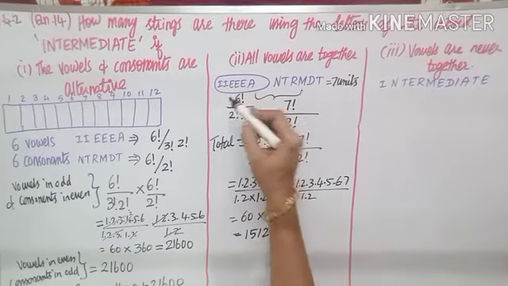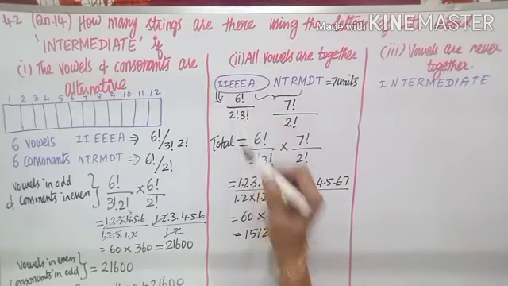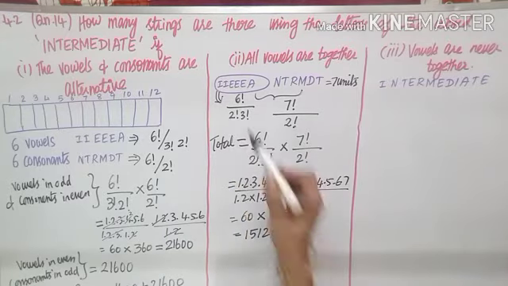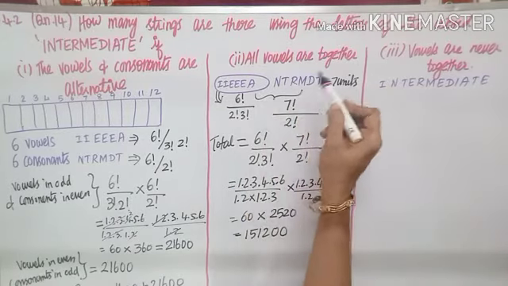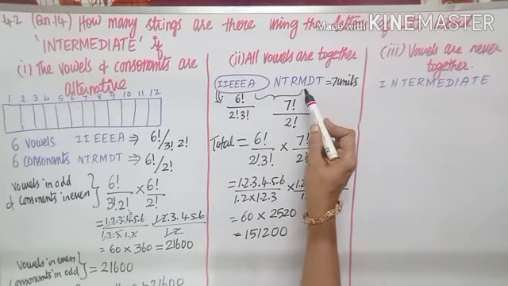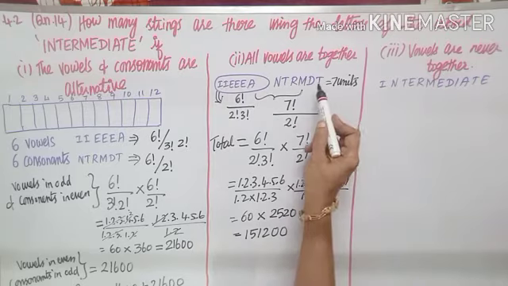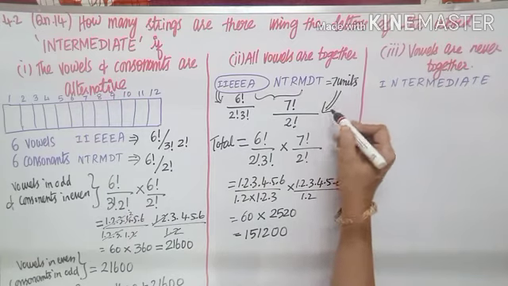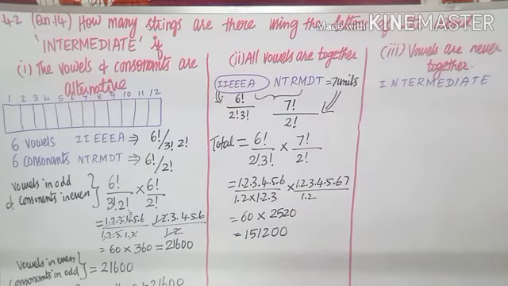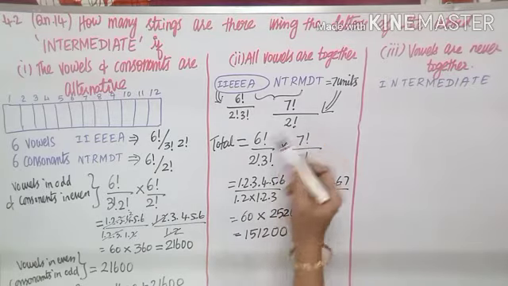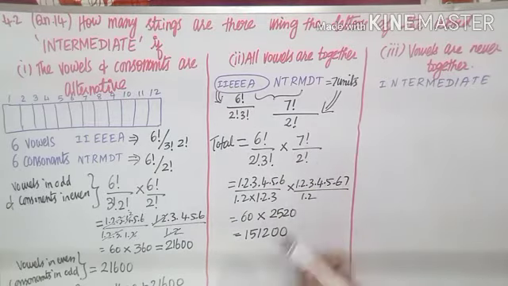All vowels together, the arrangement is 6 factorial by 2 factorial into 3 factorial. But these together can come anywhere. So consider them as 1 unit. N, T, R, M, D, T as the remaining units. Altogether 7 units. The 7 units we can arrange 7 factorial by 2 factorial. Total arrangements will be to multiply both. As we multiply, we get 151200.